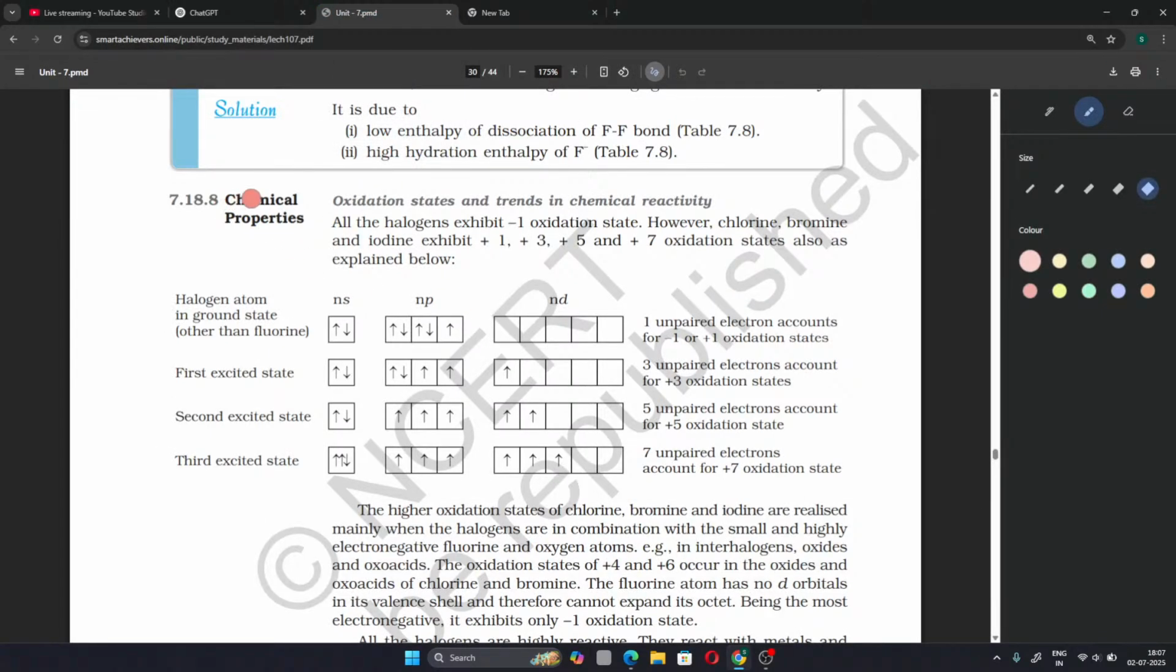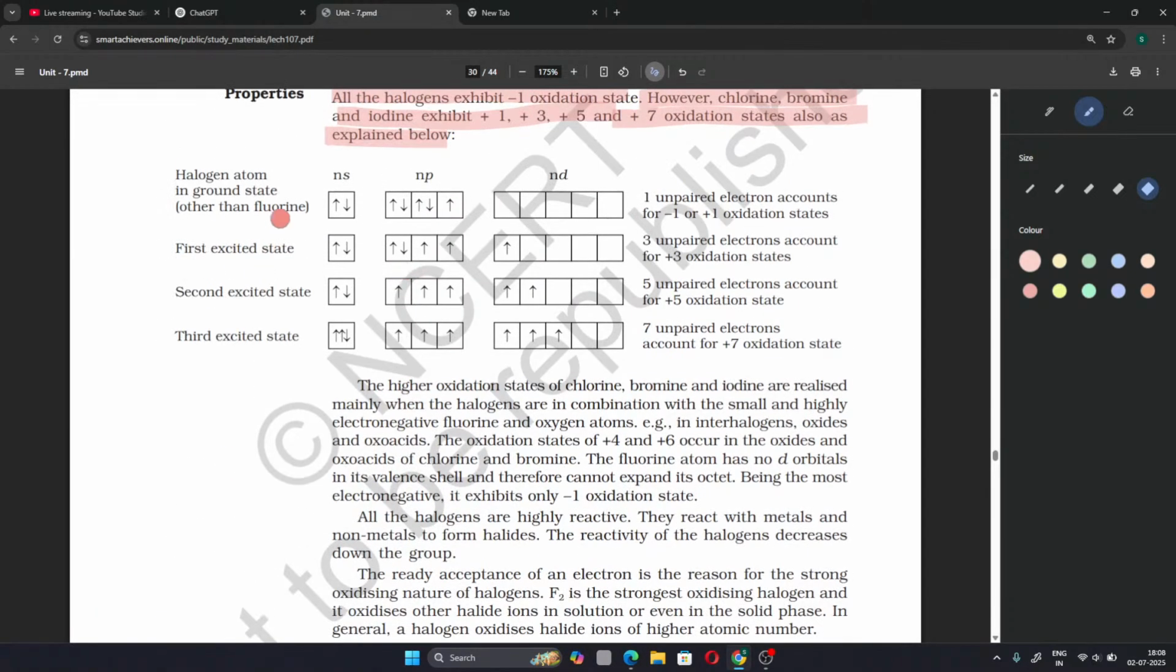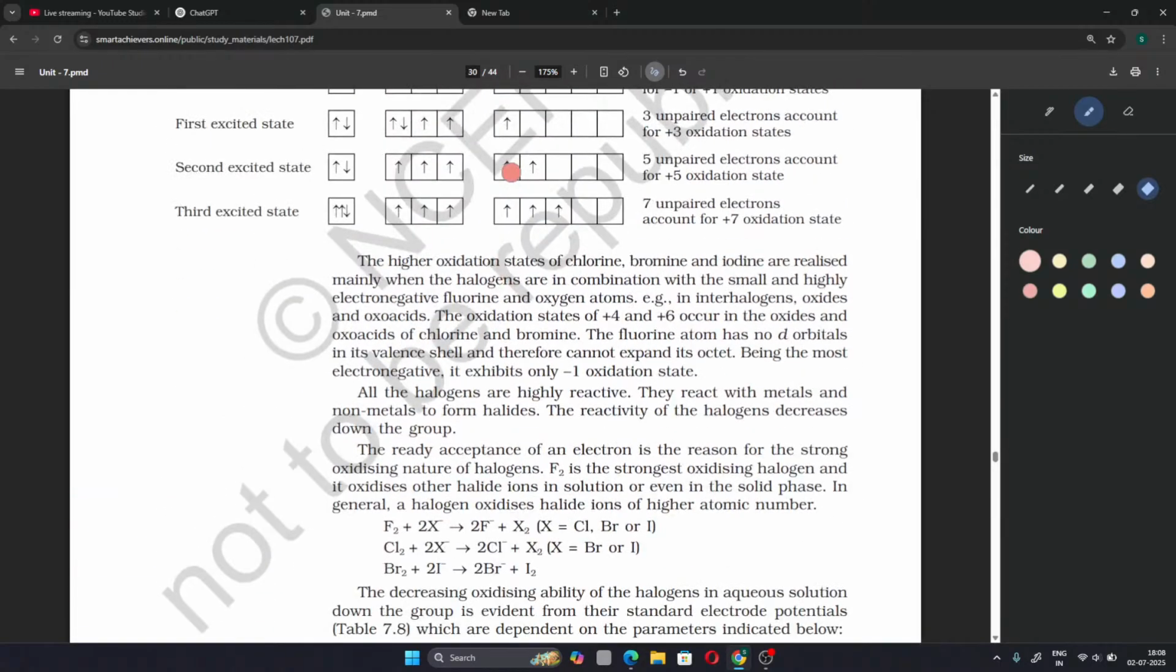Chemical properties of the 17th group elements, oxidation states and trends in chemical reactivity. All halogens exhibit -1 oxidation state. However, chlorine, bromine and iodine exhibit +1, +3, +5 and +7 oxidation states also, as explained below, where the ns and np orbitals get excited to go to nd orbitals, as shown here. Even the ns orbital electrons get excited. This is not 3 electrons but only 1 electron in the s orbital.